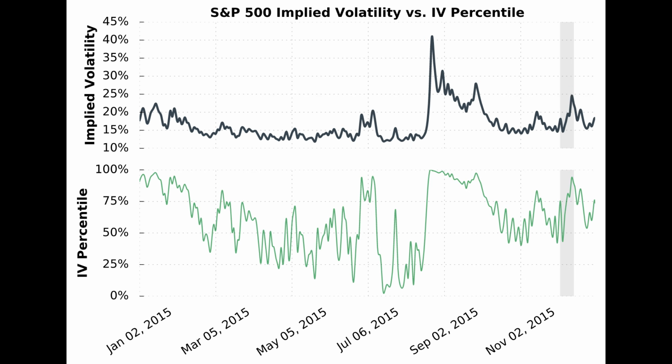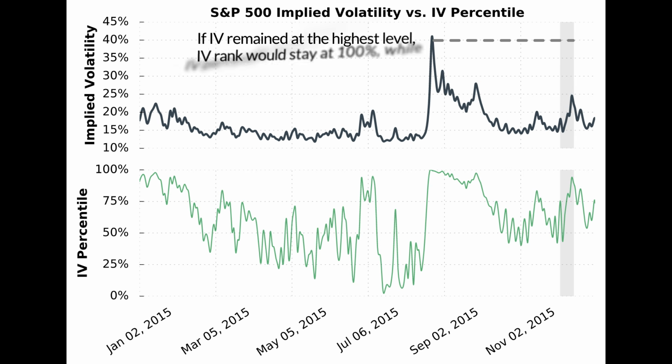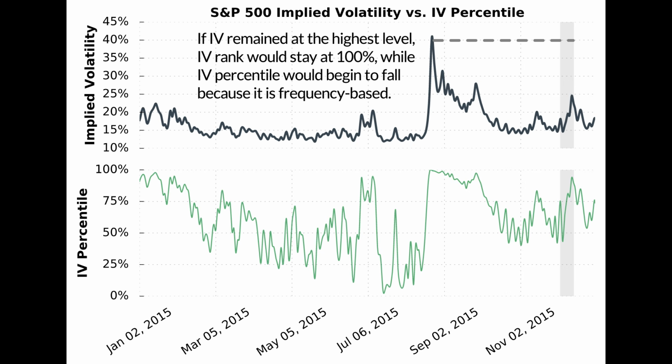When the implied volatility of the S&P 500 spiked to 40%, what would happen if it stayed at 40% for an extended period of time? IV rank would be pinned at 100%, telling you that the 40% IV is the highest implied volatility the S&P 500 has seen over the past year, but IV percentile would actually begin to fall as the 40% implied volatility becomes more normal. For this reason, I believe IV percentile is the better implied volatility measurement to make trading decisions with, as IV percentile is frequency-based, while IV rank just tells you where the current implied volatility falls within the highest and lowest values of implied volatility seen over the past year.